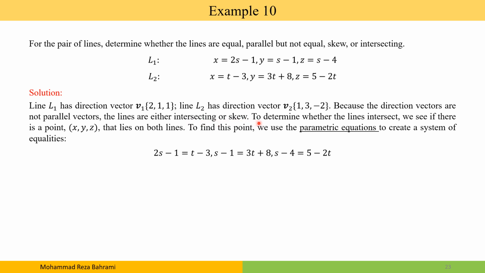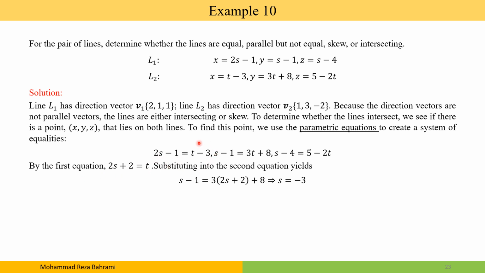So let's determine whether the lines intersect. In this case, we see if there is a point x, y, z that lies on both lines. To find this, we use the parametric equations to create a system of equalities. So here we say that x should be the same, y should be the same, and z should be the same. So we have 2s minus 1 equals 3t minus 3. And for y and z, the same story. From the first one, we can say that t equals 2s plus 2. So we calculate t from here.